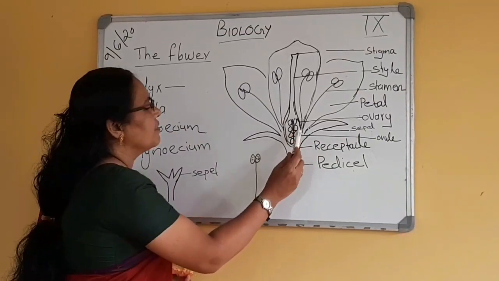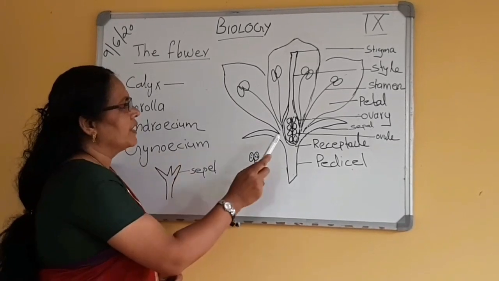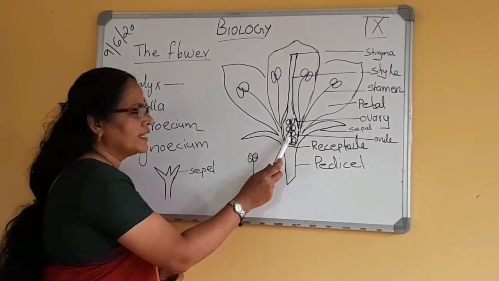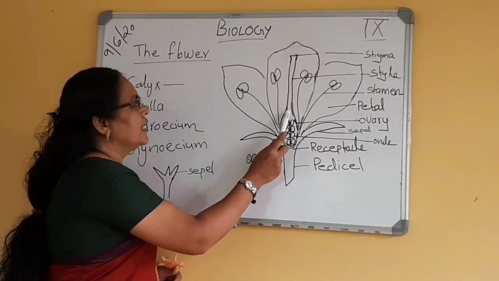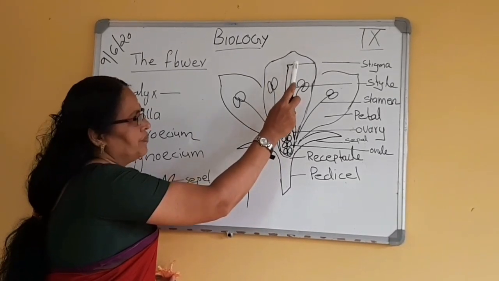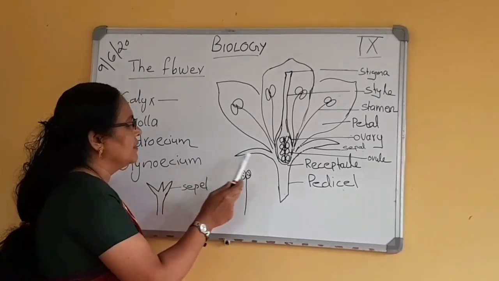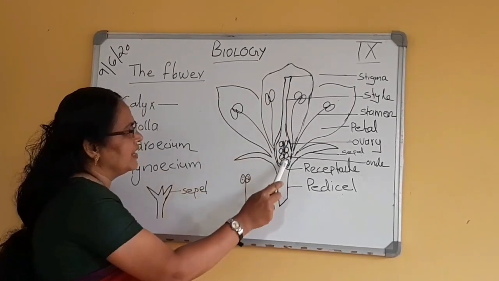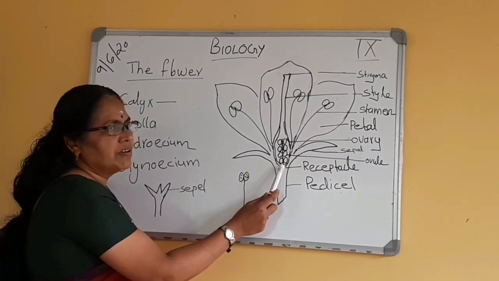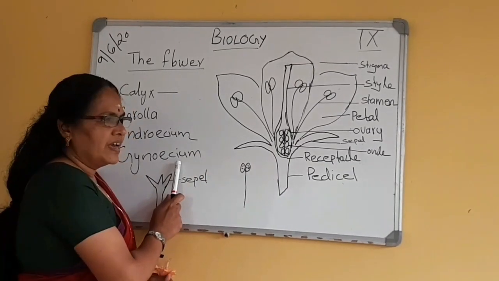Next is the innermost part of the flower, that is the gynoecium. Gynoecium consists of an ovary located at the base of the flower, then an elongated style and a stigma at the tip. So these three together are known as pistil. In a flower there will be more than one pistil. So all the pistils together are known as gynoecium.